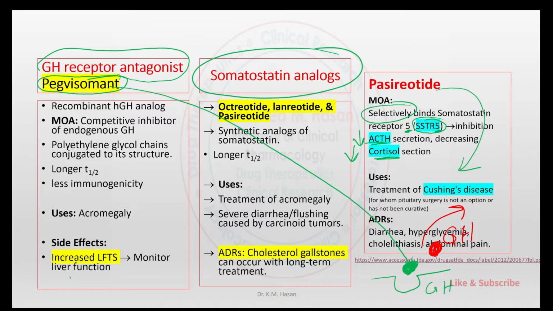So pegvisomant competitively inhibits the growth hormone. From the name, the first three letters, PEG, stand for polyethylene glycol. What is the characteristic? A longer half-life, that's great. Less immunogenicity, that's good. And we use this medication for patients with acromegaly. This medication may cause abnormalities in, or an increase in, liver function tests. So for this reason, we need to monitor the liver function of the patient during treatment with pegvisomant.